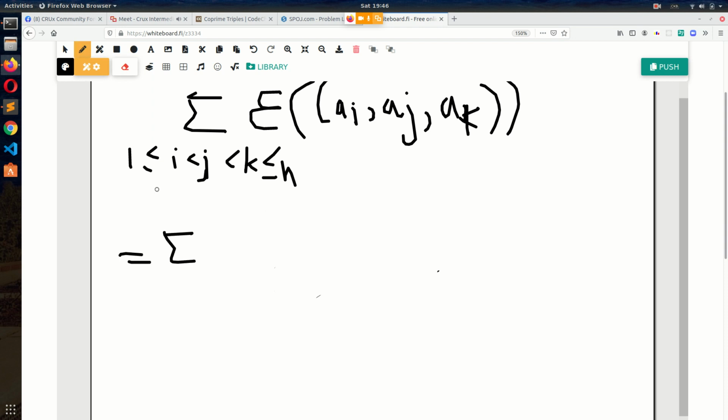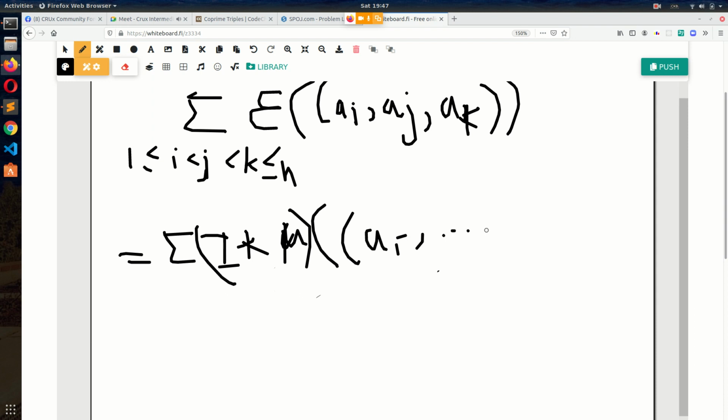I'm not writing this lower part again and again. So the Dirichlet convolution of identity and mu of GCD of ai, aj, ak, this value is the same as this value. And now we know that the identity function is always 1 for any positive integer, so we can express this in terms of just mu again.